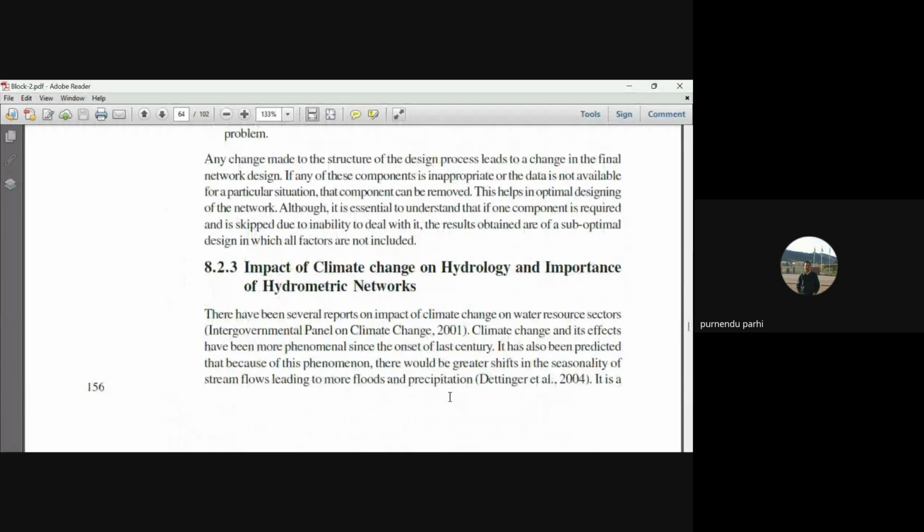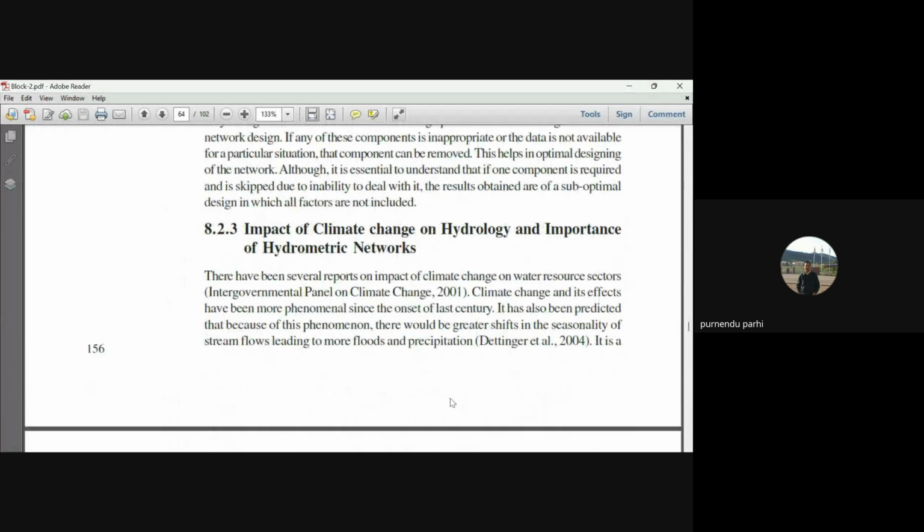Impact of climate change on hydrology and importance of the hydrometric network. There have been several reports on the impact of climate change on the water resource sector. Climate change and its effect have been more phenomenal since the onset of the last century. It has also been predicted that because of this phenomenon, there would be a greater shift in the seasonality of stream flows, leading to more floods and precipitation.